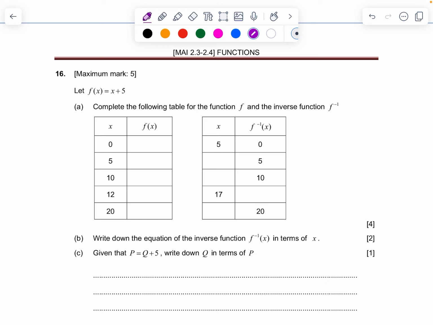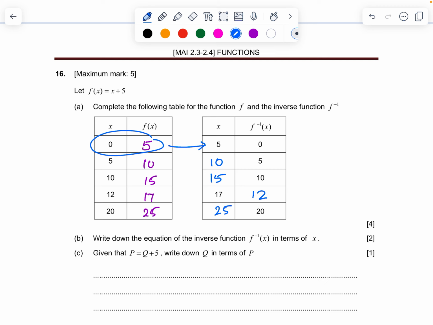Question number 16. F of x equals x plus 5. So what are the f of x values for the given inputs? So it will be 5, 10, 15, 17 and 25. Then the reverse, f inverse. So what am I going to do? I'm just swapping it out. 0, 5 will become 5, 0. Then 10, 5 will become 5, 10. And this will become 15, 12 and 25.